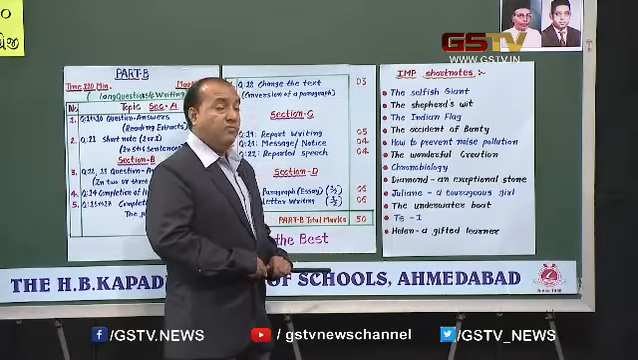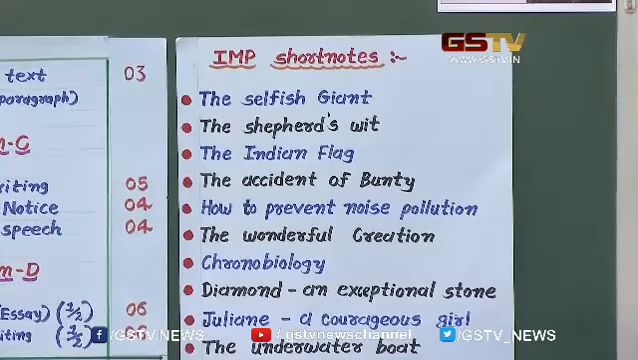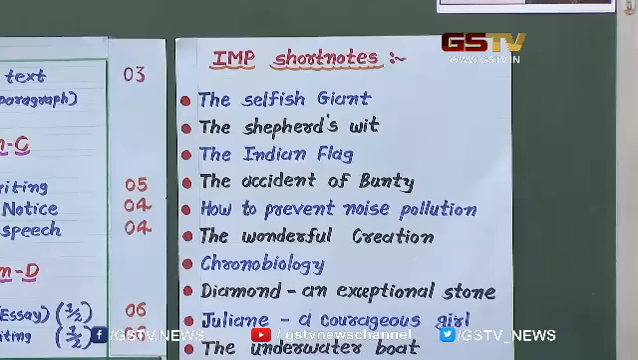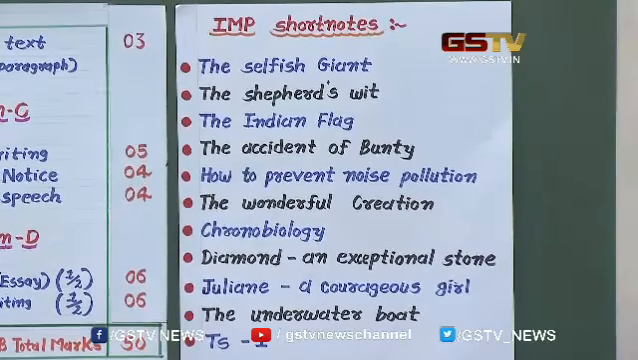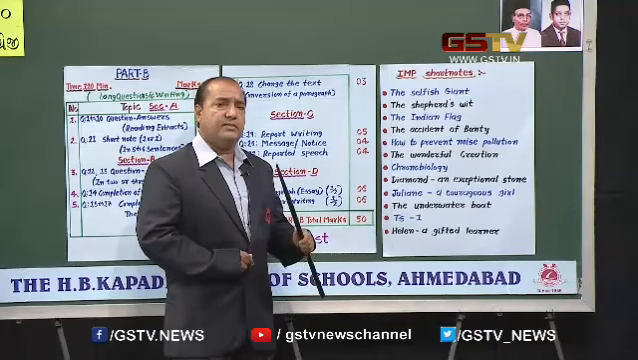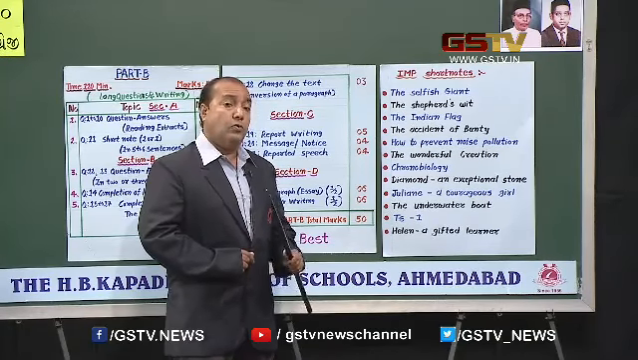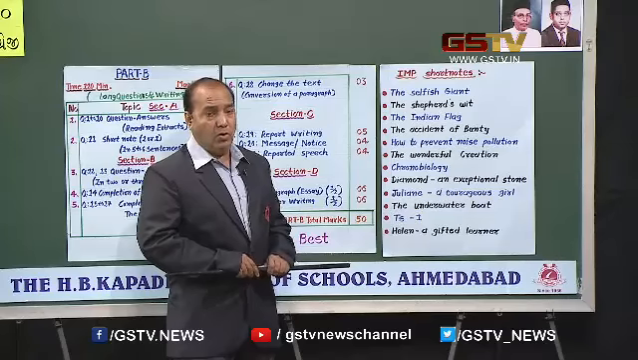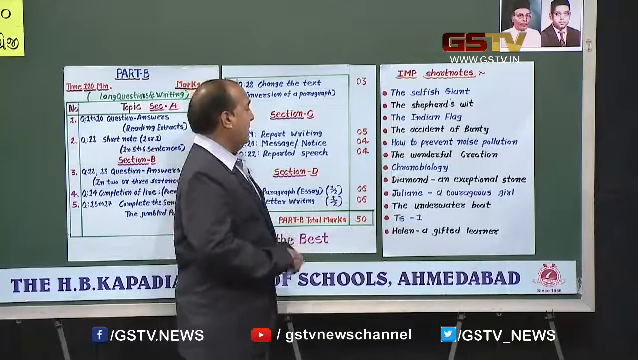Let's see these short notes. The Accident of Bunty. After that, How to Prevent Noise Pollution, and the answer is also given in the textbook. The Wonderful Creation. Students, in this short note you have to write the qualities of a mother. We have collected such types of short notes which will be helpful to you to write the long question and also to give the short question answer.